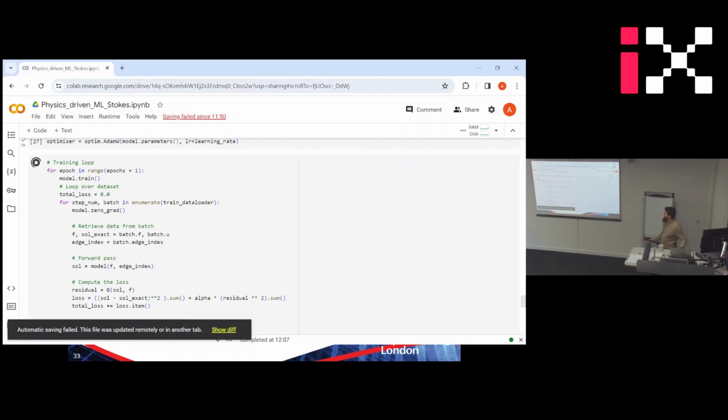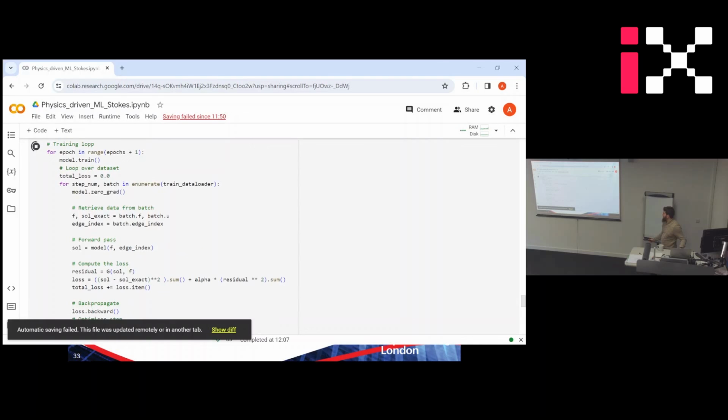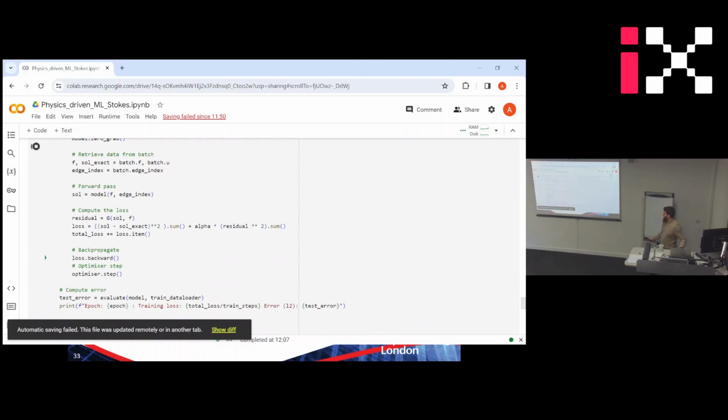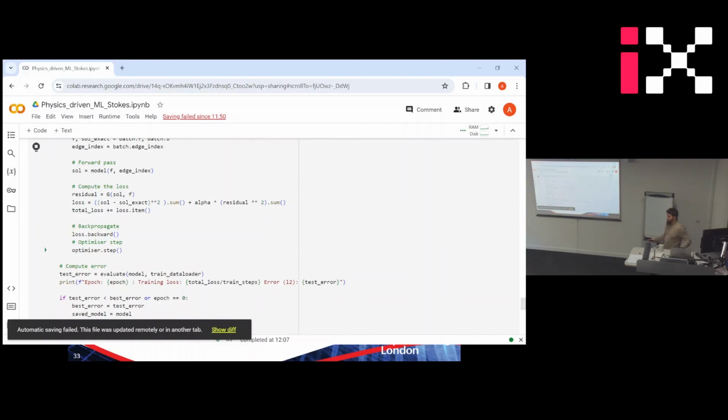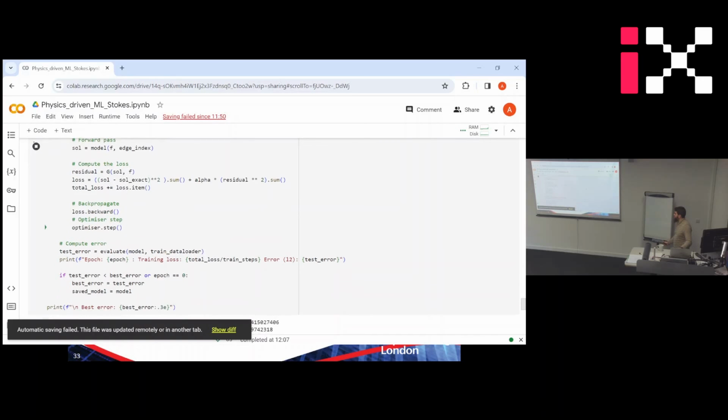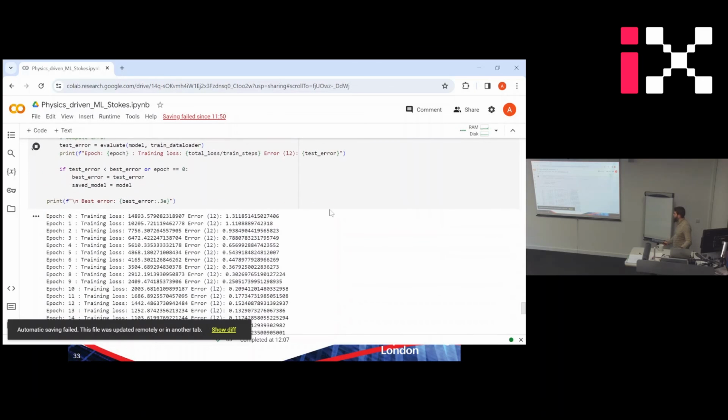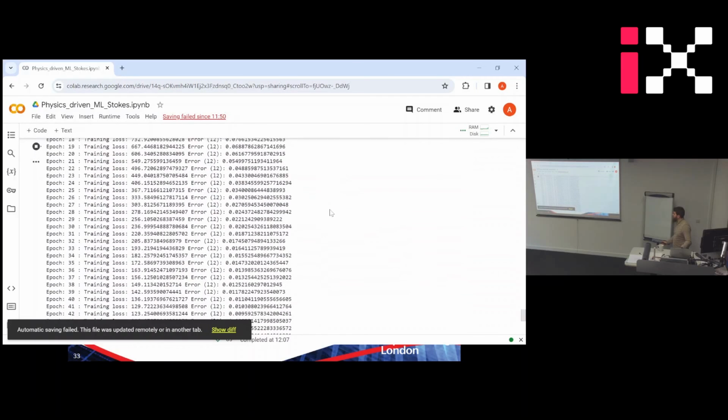Right? So you have this kind of data-driven term, and then on the other hand you have this physics-based term. All right, and then you backpropagate. You advance the step, which means there's one gradient descent update being performed under the hood, and then you evaluate to compute the error. Let's see what we get.